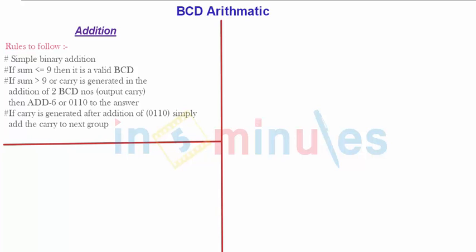And there is also one thing: if a carry is generated after the addition of 6, simply add the carry to the next row. We will see an example for this. So let us start with a simple example. Let's say we need to add 8 plus 9. We all know that the basic answer is 17 in decimal format.